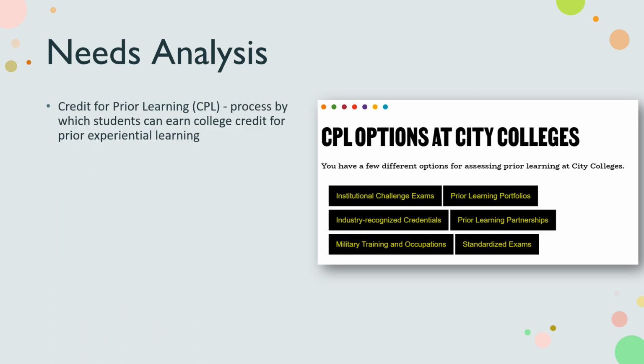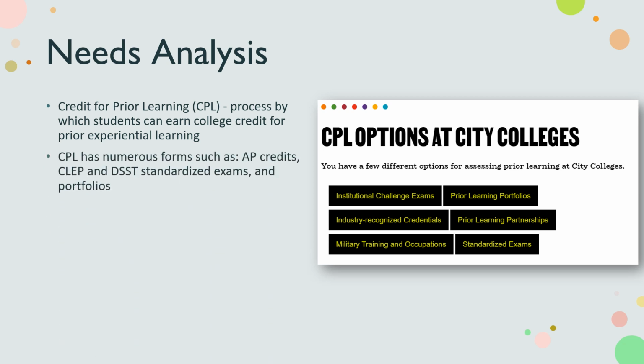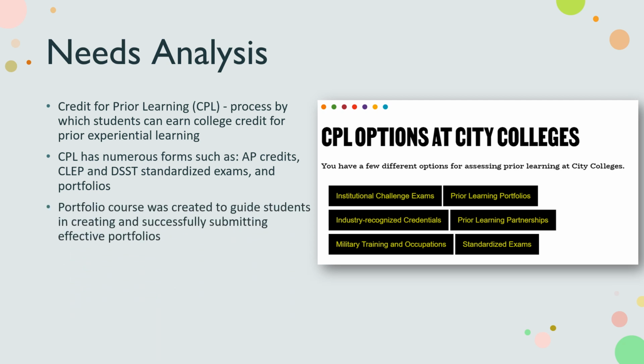As previously noted, the City College of Chicago offers a number of options for credit for prior learning. Essentially, that's the process for students to apply experiential and previous learning to petition for college credit. There's a number of forms that this takes, for example, AP transfer credits, CLEP tests, International Baccalaureate, DSST tests, some other standardized exams, the submission of industry or recognized certifications, and portfolios. The portfolio course was created by me to guide students in successfully creating and submitting these portfolios.